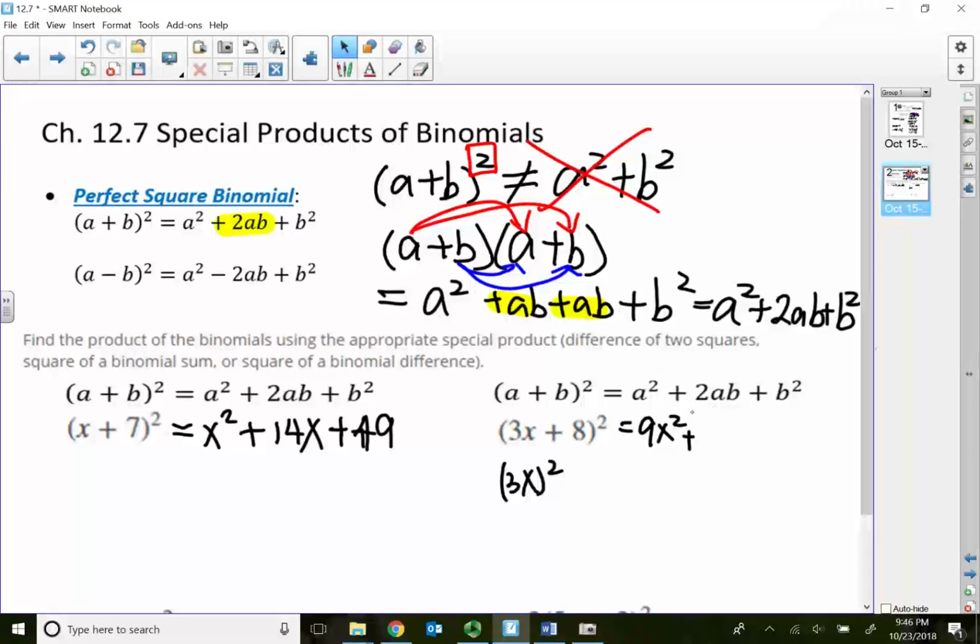Well, I got two of the same inner and outer. So we just take a number 2 times my a times my b. 2 times 3x is 6x, times my b, 8. 6x times 8 is 48x. Plus my b, which is 8, whole thing squared, which would be 64. And that would be my answer.